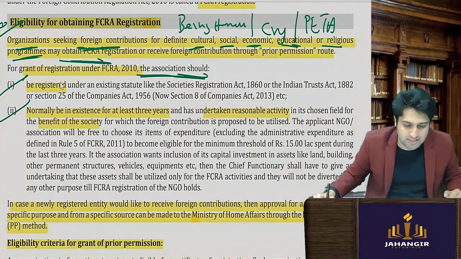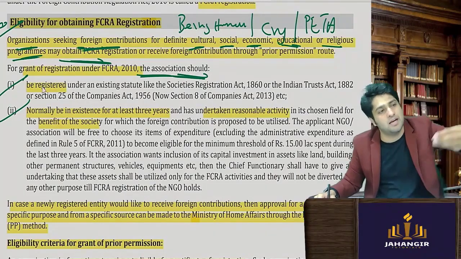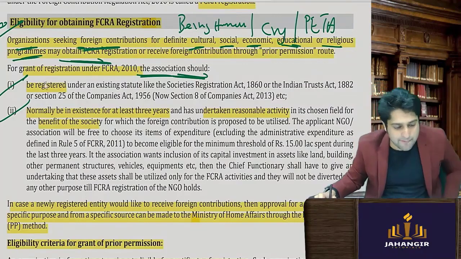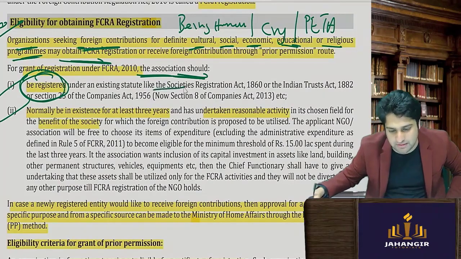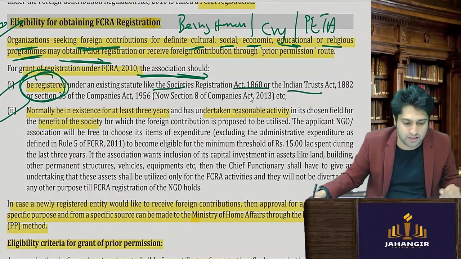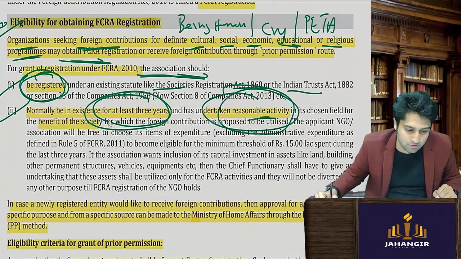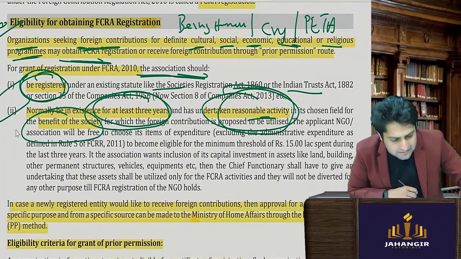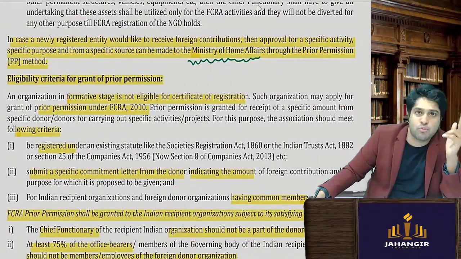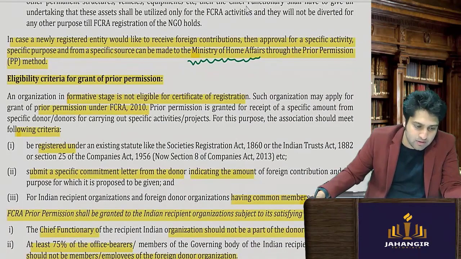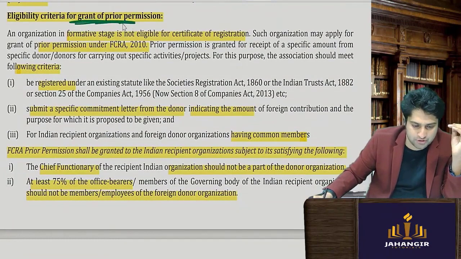The answer is no. They are saying there should be at least 3 years of existence, then take foreign funding. You can't directly start operation and take foreign funding. So the association should be registered as a company, society or trust. पहले registration ले लो India में. Then you should have been in existence for at least 3 years and doing some reasonable activity for the benefit of society. Then only you can take foreign funding. I told you it comes under which ministry? Ministry of Home Affairs. Central government, it's a central legislation. Next, eligibility criteria for grant of prior permission.